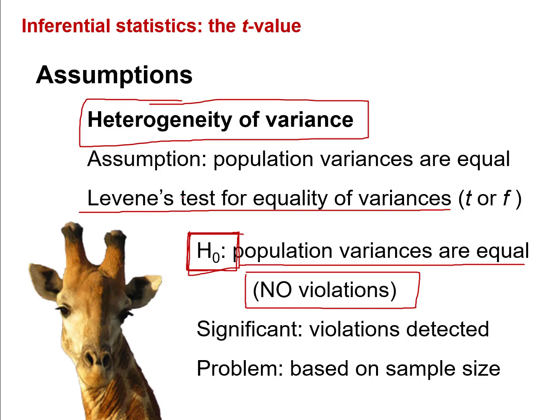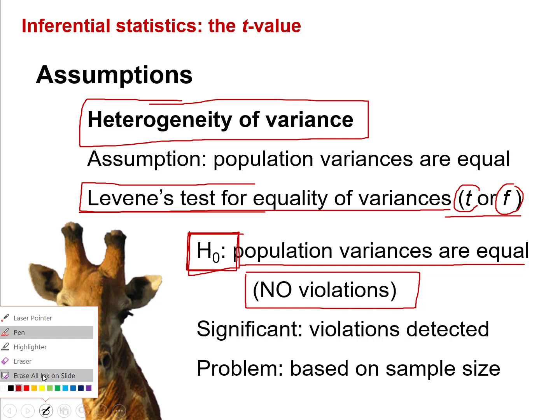So we can calculate this thing called Levene's test for equality of variance, and that will be a test statistic. It will actually come in the form of a t-test or an f-test. It can come either way. But once we have that test statistic, we can then determine the probability of that test statistic. And if the probability is less than 0.05, we call the result significant and reject the null hypothesis. And if the p-value is not less than 0.05, then we say results are not significant.